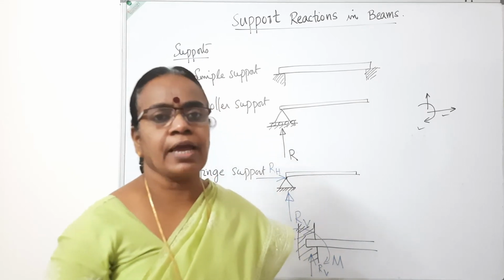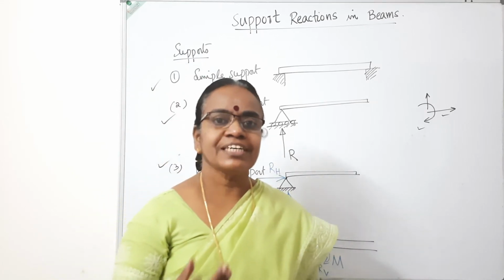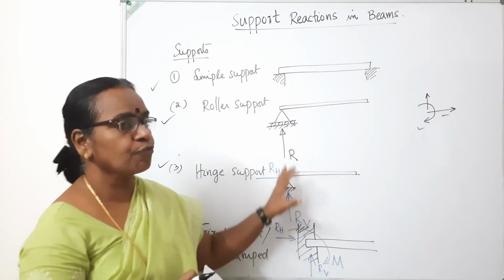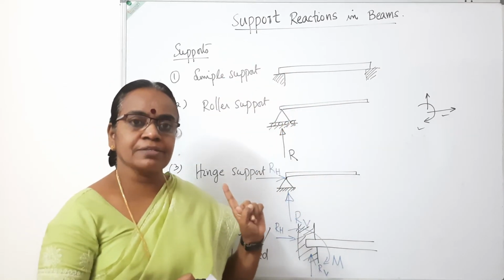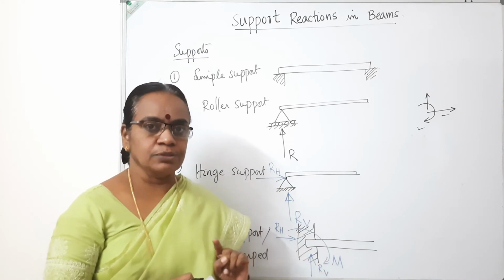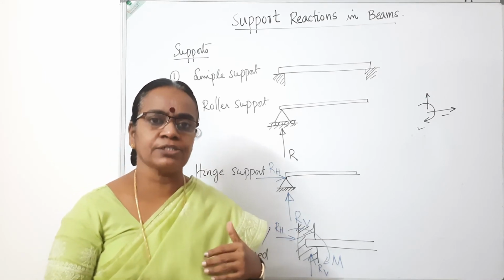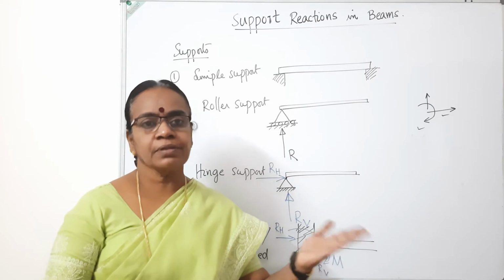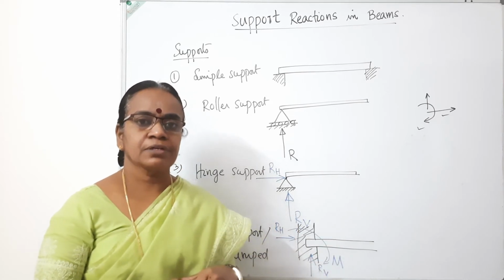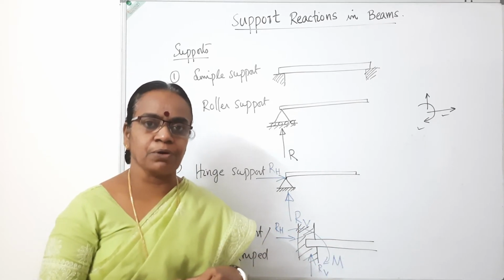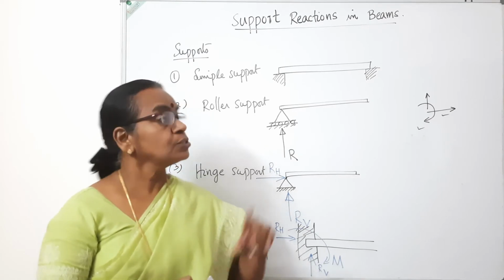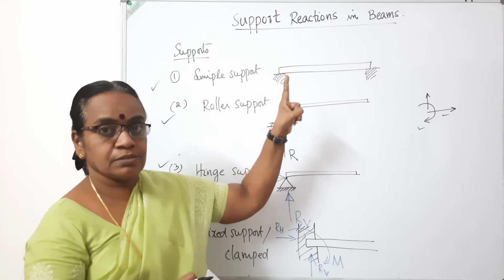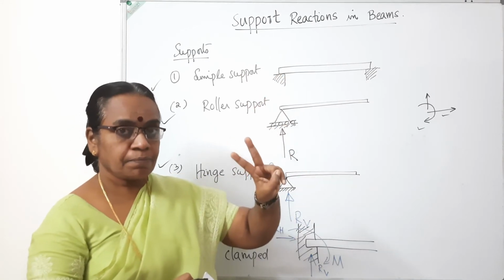So our aim is to find out the reactions at the supports of beams, support reactions in beams when they are subjected to external loads. So here also we have the application of free body diagram and equations of equilibrium. We have to draw the free body diagram and then make use of the equations of equilibrium to solve for the support reactions. So just remember two things.